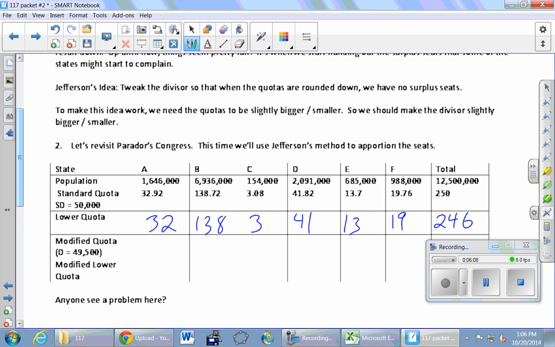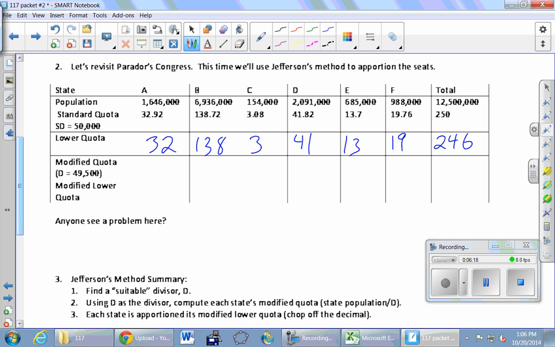So this 49,500, even though it's out of a hat, at least it's smaller. It's heading in the right direction. And let's do this division here, and we're going to see the numbers get a little bit bigger. So can we start with the calculators? We're going to take each number and divide it by 49,500.